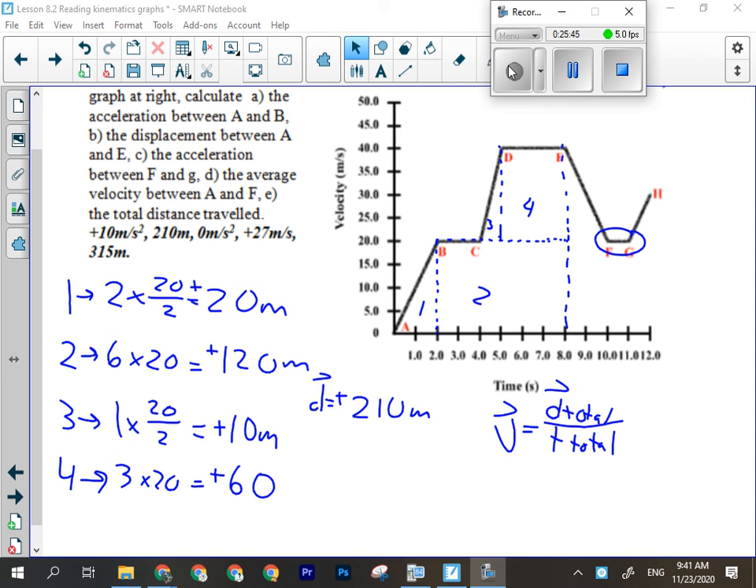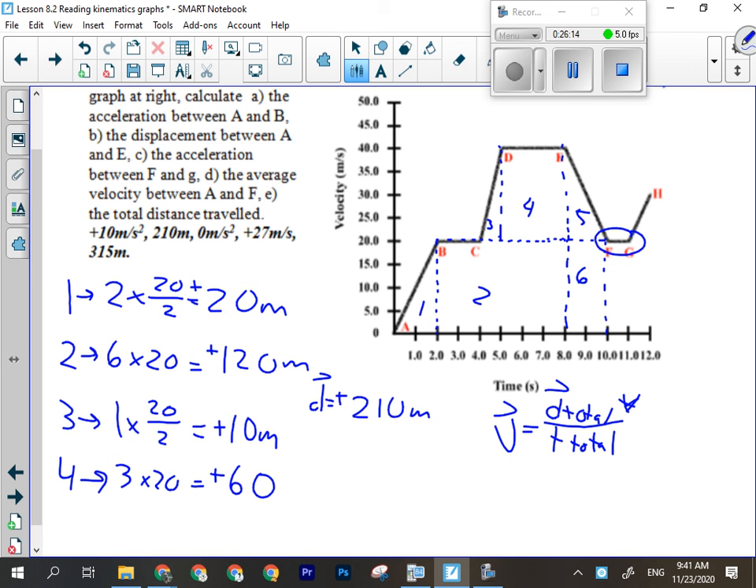Okay, so I'm leaving all these areas up because I need them to calculate the average velocity between A and F. I still have a couple more displacements that need to be calculated. I'm going to add on these 2 shapes so that I can get my total displacement, which I need, over my total time, which is, to that point, 10 seconds. This triangle we'll call 5, and this rectangle we'll call 6.